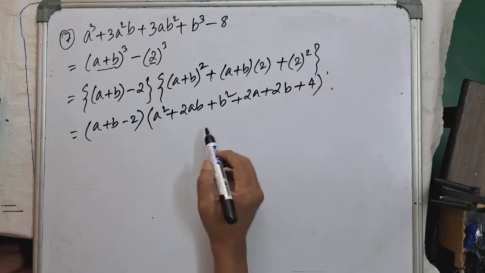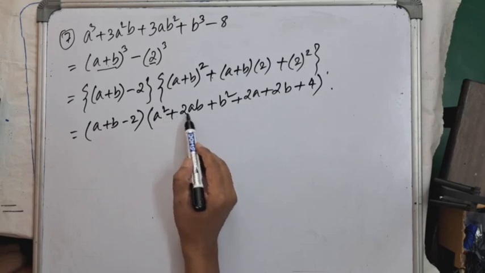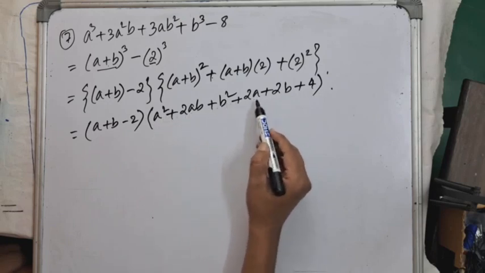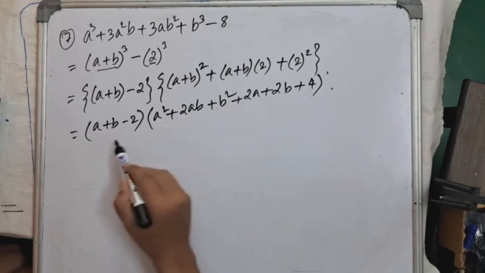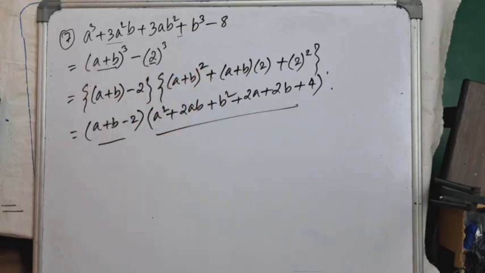Okay, so we have a plus b minus 2, a squared plus 2ab plus b squared plus 2a plus 2b plus 4. So these two are the factors of this expression. Okay, I hope you got this. Now let's move on to the next question.